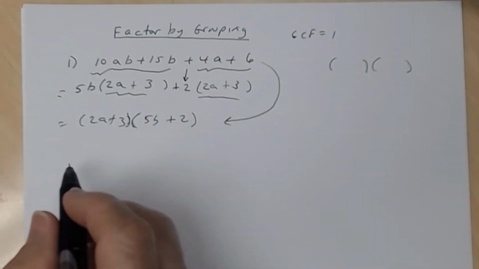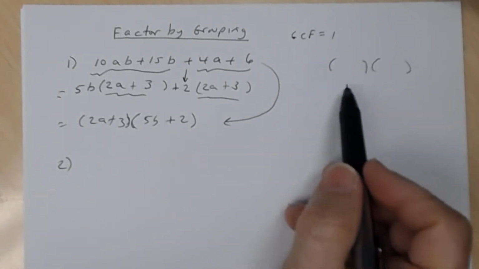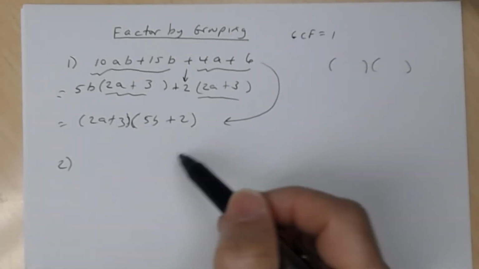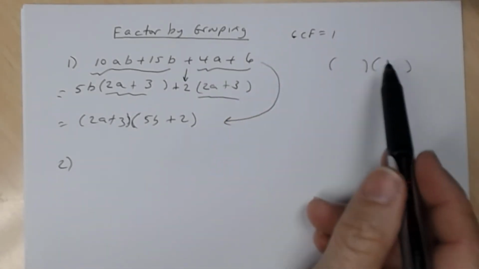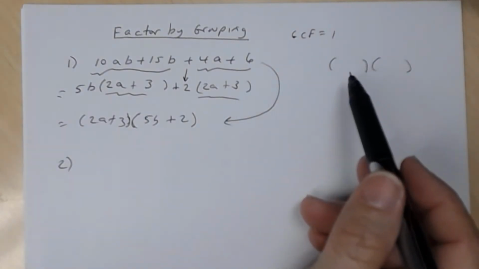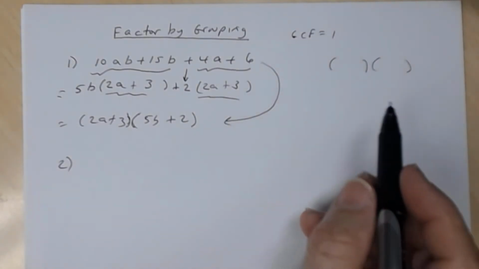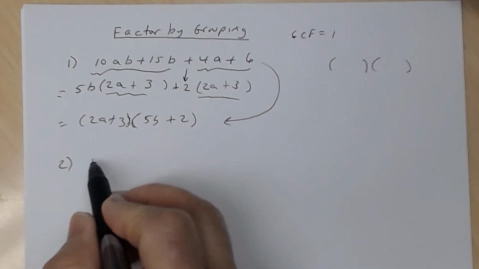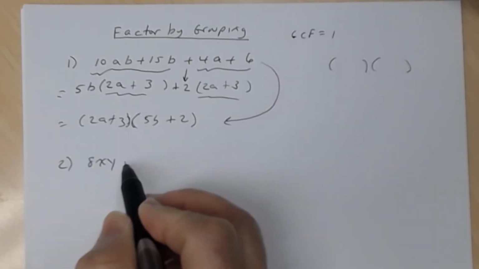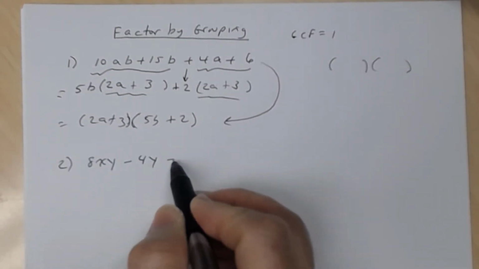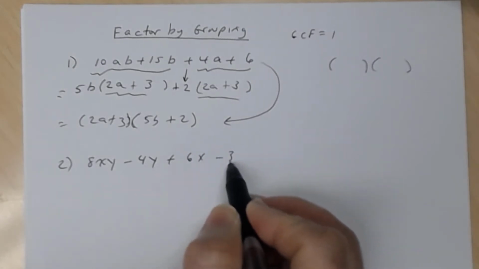Okay, number 2, again, you want to make it look like this. You want to factor this polynomial by grouping, and so you want to eventually make it look like this. That's the idea with factoring by grouping. So number 2, I have 8xy minus 4y plus 6x minus 3.